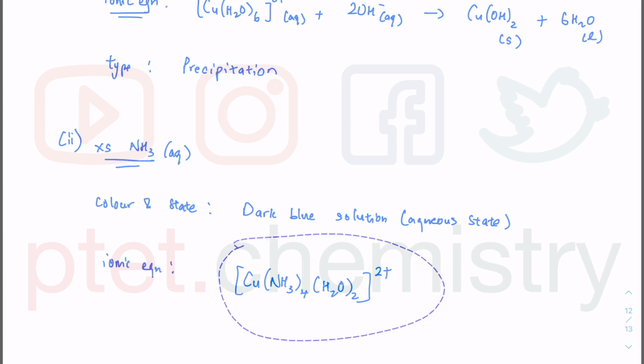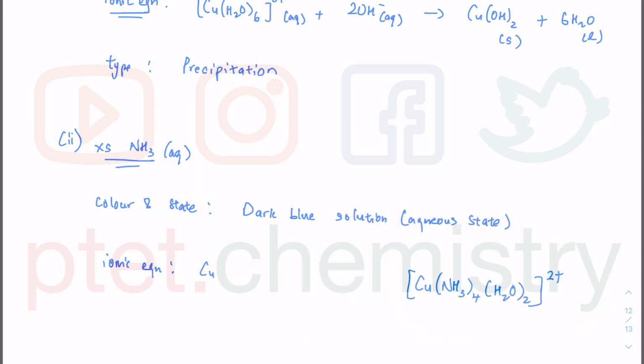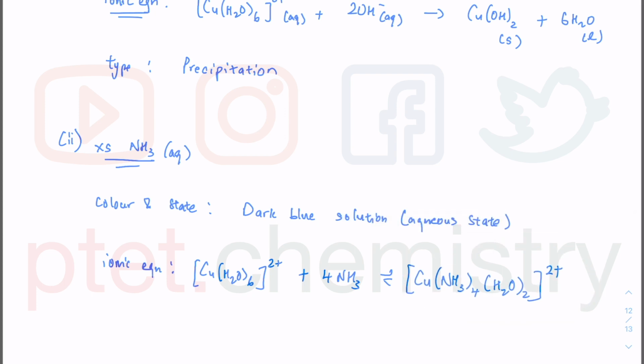So what happened is I started out from Cu(H2O)6 2+. I have 4 NH3 and I will get this particular dark blue complex. And what happened is I only kick out 4 water and replace them with ammonia. So I still have 2 H2O there. Okay, so let me get rid of that. I don't know what happened there. Okay, so I kick out 4 H2O.